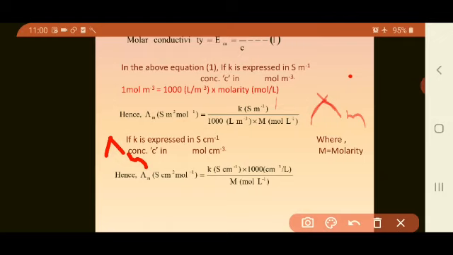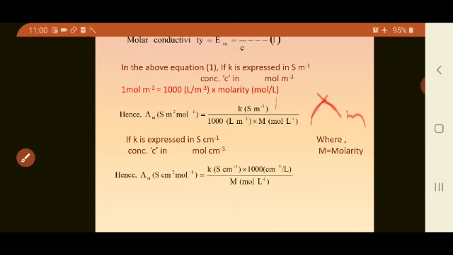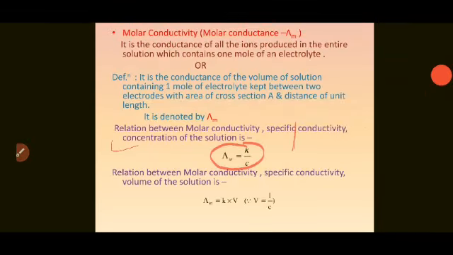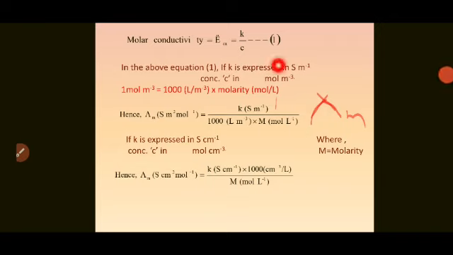Now what is the unit of K? K is expressed as Siemens per meter and concentration is expressed in mole per meter cube. But what is mole per meter cube? It is nothing but 1000 liter into liter divided by meter cube.